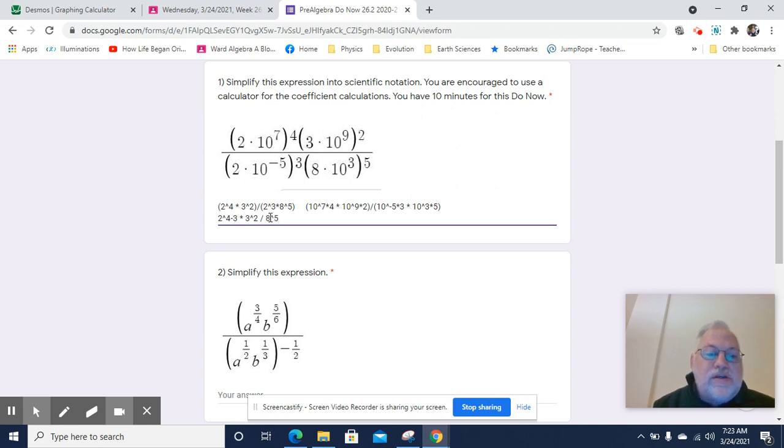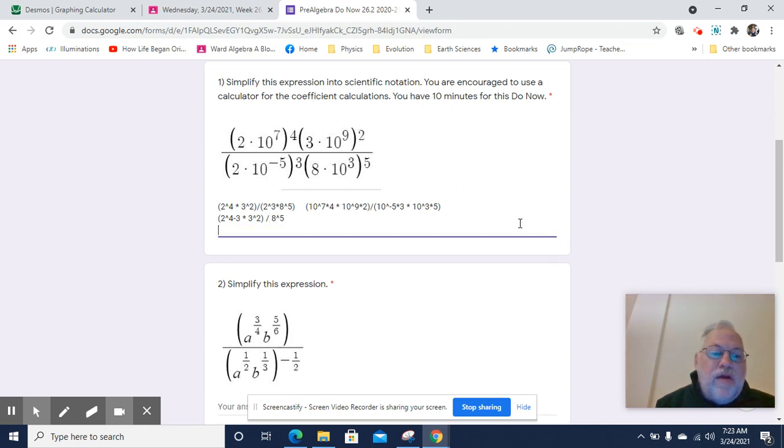I just want to remind you what I just did: since I noticed I had 2 as a base in the denominator and the numerator, I combined that right there. So now I've got 2 to the 4 minus 3 times 3 to the 2nd. That's going to be 2 to the 1st, which is just 2, and then times 9. And that's all going to be over 8 to the 5th, whatever the heck that is. That's a big number. So let's sort that out. That's going to be an 18.